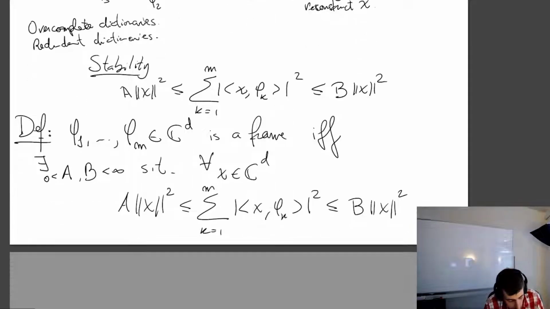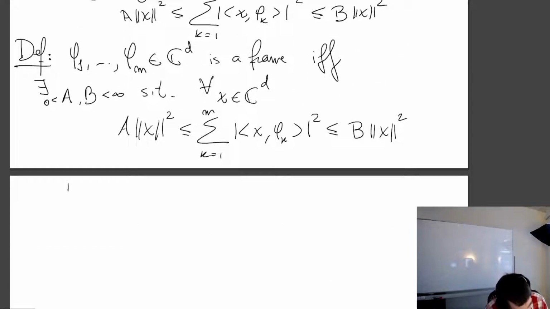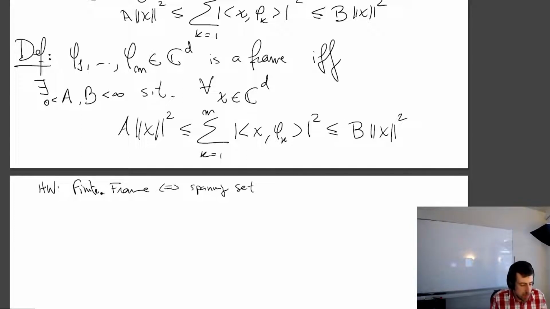You'll prove in the homework that a finite frame is equivalent to a spanning set. The situation is much more delicate in infinite dimensions, and this is related to stable sampling theorems for signal processing and lots of interesting stuff. But here it will be equivalent to a spanning set. We'll prove this in the homework. But still, it will be quite useful to have this language nonetheless.